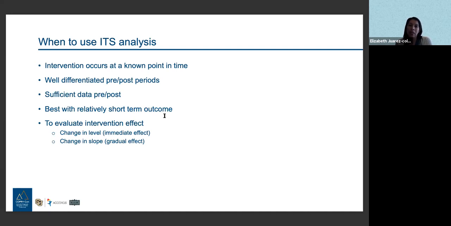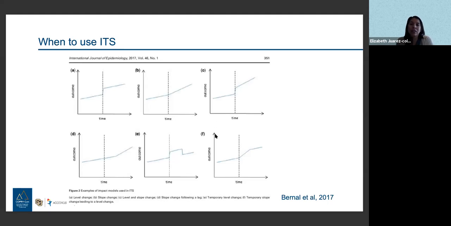Changes may be evaluated as an immediate effect, an immediate change in the level, or a gradual change, so a change in the slope. For example, if we look at these figures, the first one, A, has an immediate change in the mean level of the outcome. You can see here at the time of the intervention. But notice that the slope is the same before and after. The rate of change seems to be about the same.